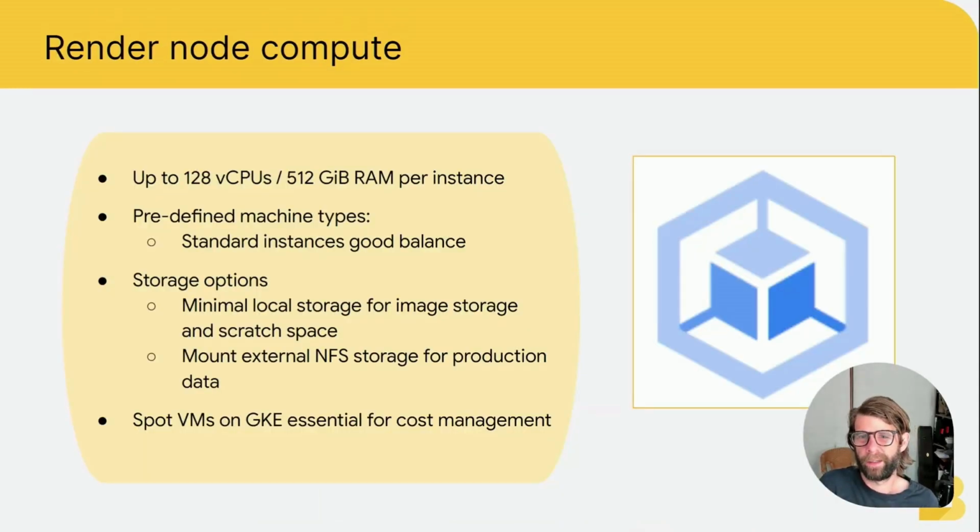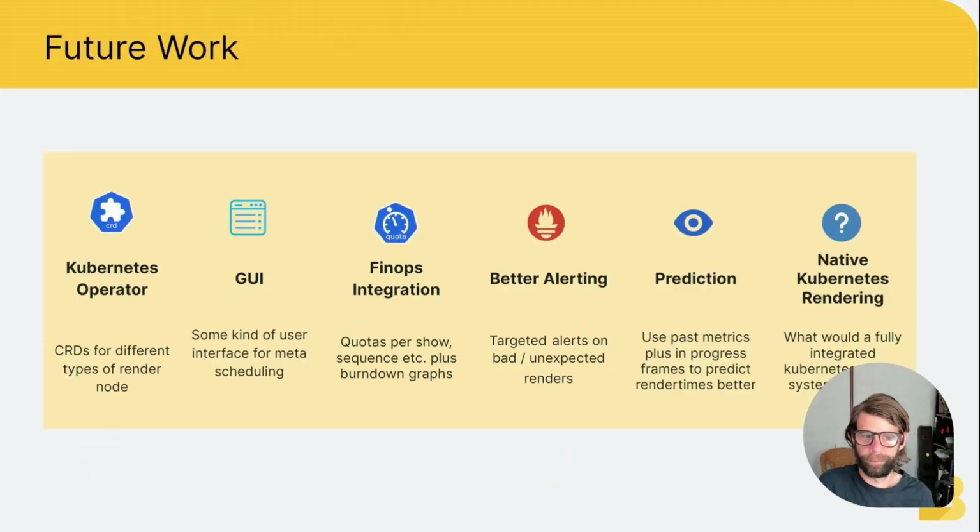So in terms of the actual underlying compute nodes themselves, we create different node pools for different types of render so that we can right-size them for the task at hand. For example, something like Arnold, which scales really well, can have lots of CPUs as well as lots of RAM, whereas something like Nuke, which might not scale quite as well with the number of cores, we can give the RAM but fewer cores. And obviously, as discussed earlier, everything is a spot instance on GKE to manage the costs.